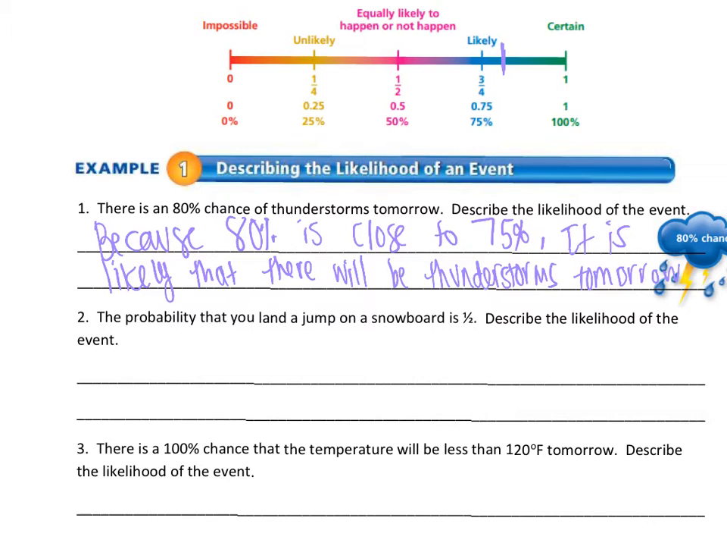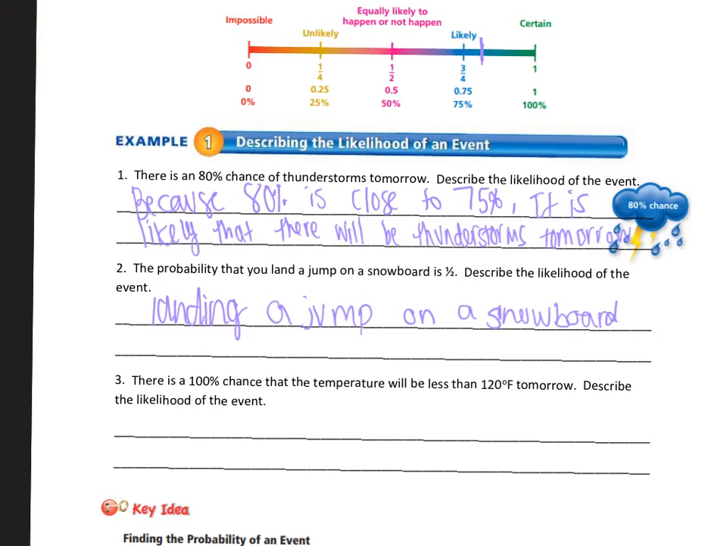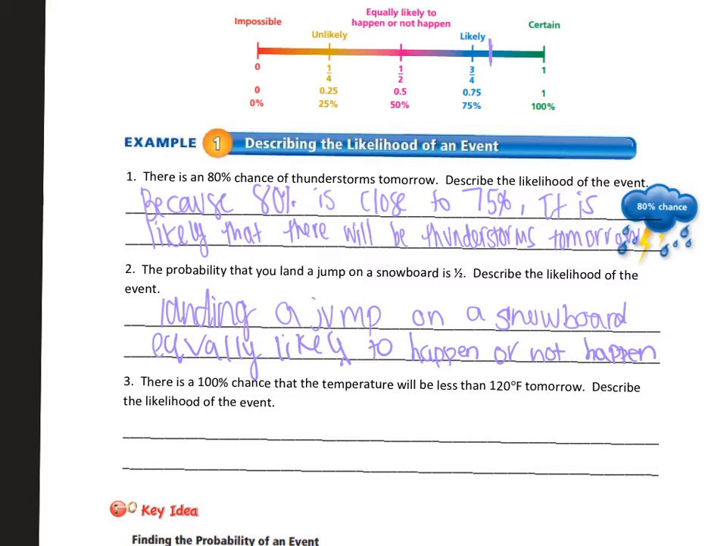Number 2, the probability that you land a jump on a snowboard is a half. Describe the likelihood of this event. Landing a jump on a snowboard would be equally likely to happen or not happen. You notice we are just using the same vocabulary words that are in this chart they give us. And then lastly it says there's a 100% chance that the temperature will be less than 120 degrees tomorrow. I could probably say that with certainty in New Berlin, Wisconsin. Describe the likelihood of this event. This is certain. Okay, next.